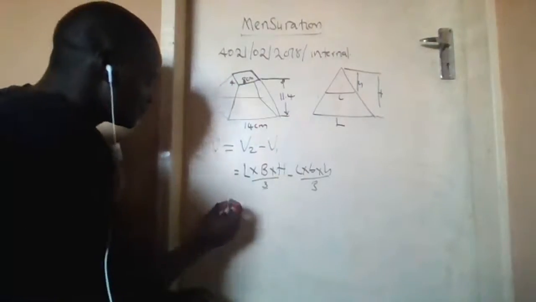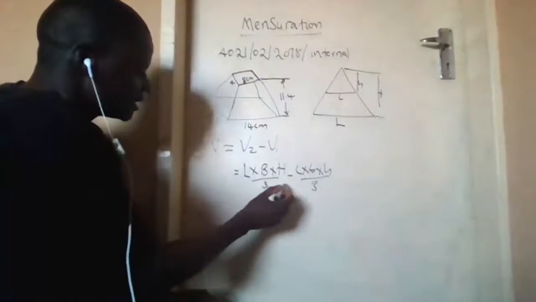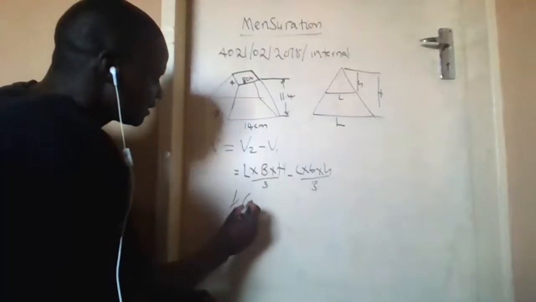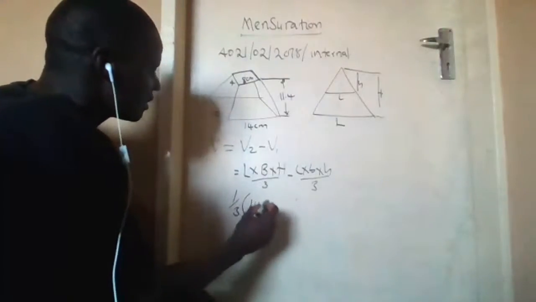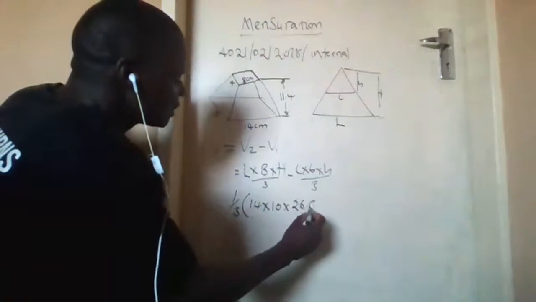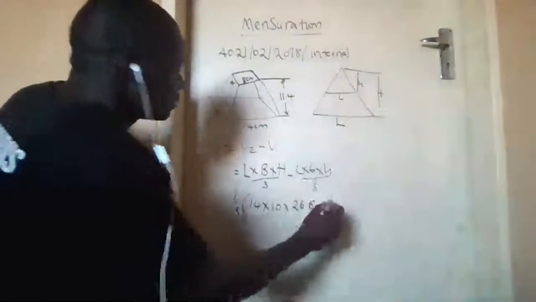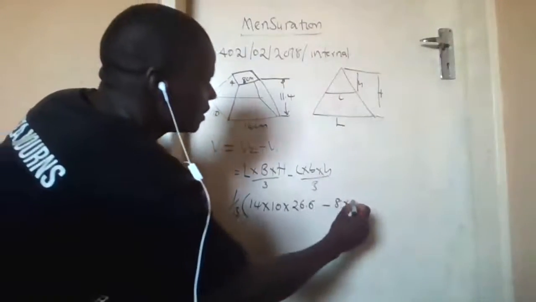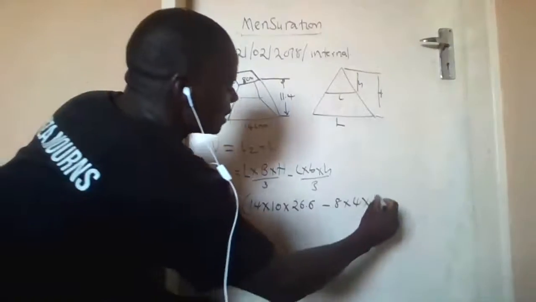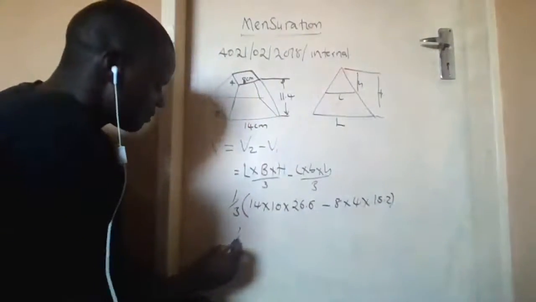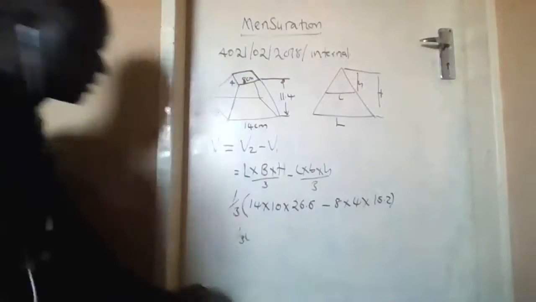So we are going to substitute. The only thing which is common is 1 over 3. So 1 over 3, the length is 14, times our breadth 10, times our height 26.6. We subtract the small l, which is 8, times the small b, which is 4, times the small height, which is 15.2. So let's try to find the value.